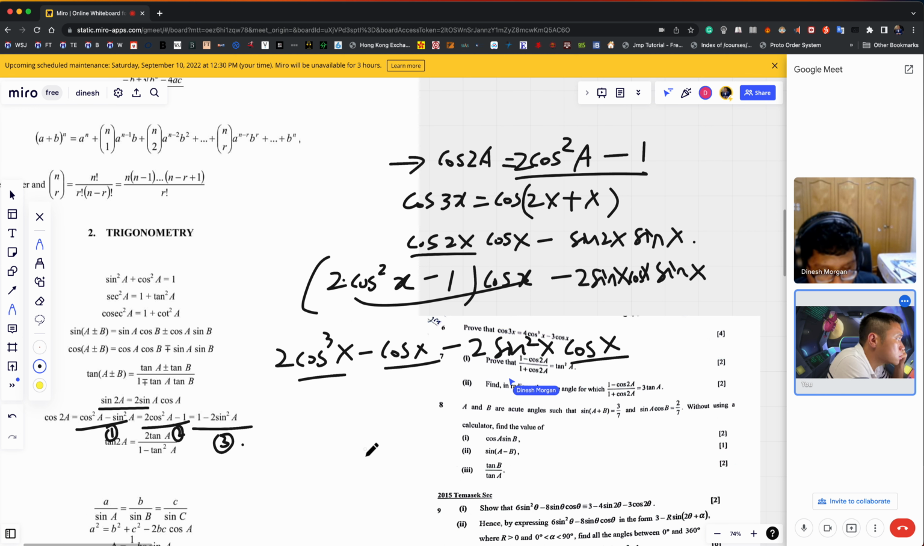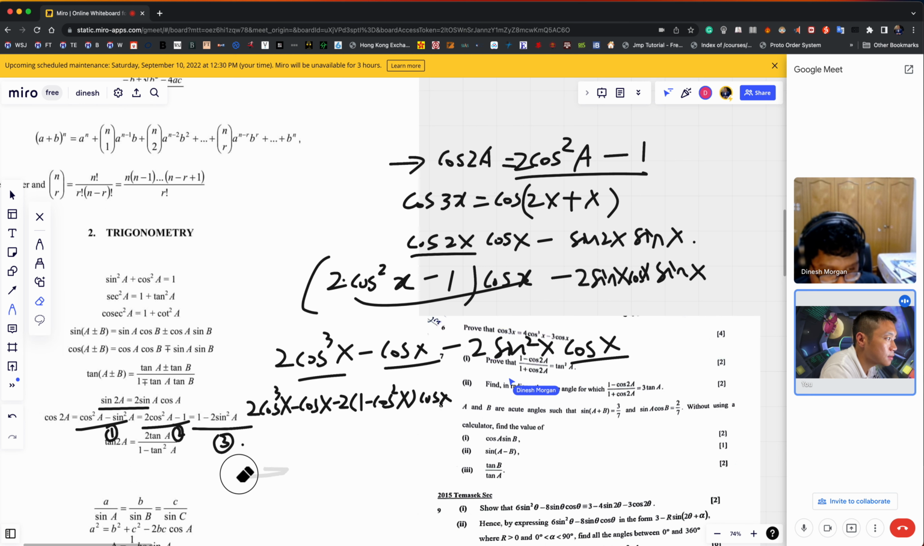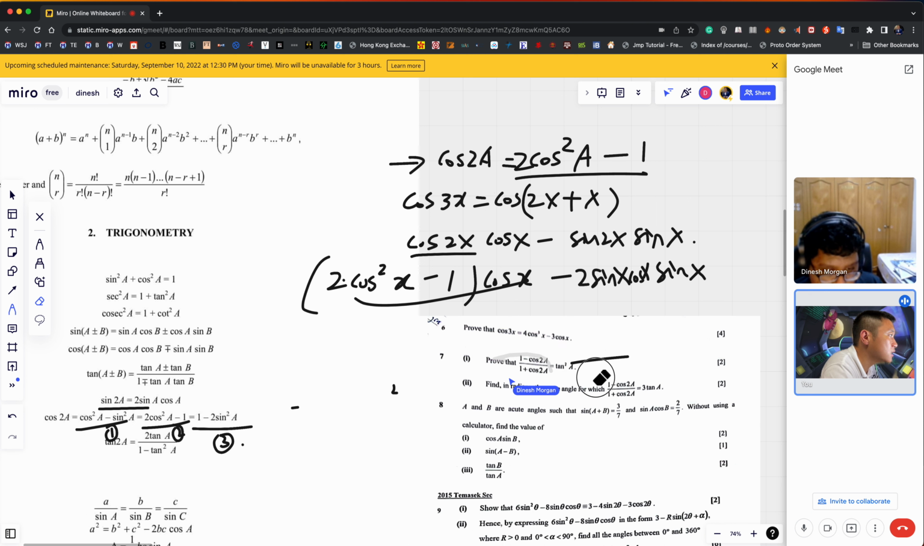It doesn't look okay. I need to change the sine square x here. So I have 2 cosine cube x minus cosine x minus 2, 1 minus cosine square x, cosine x. Okay, actually I see this, I don't have to expand it. But actually, if you expand it, it is also fine.